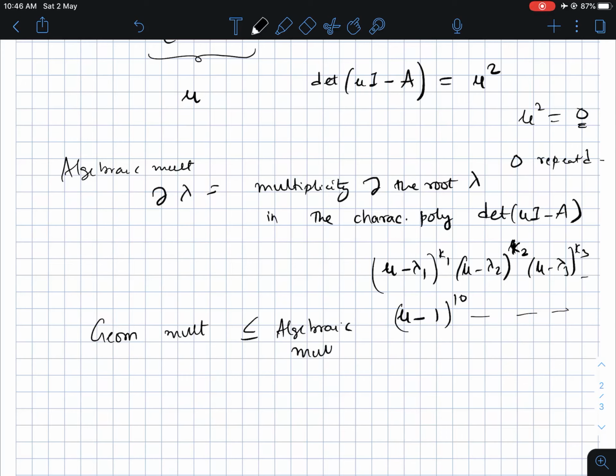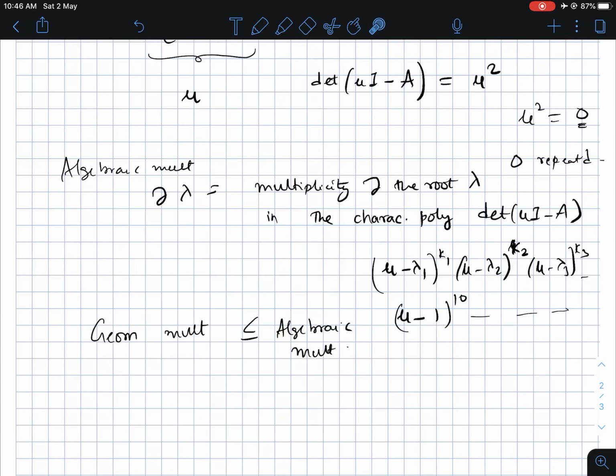Okay, meaning that if 1 is an eigenvalue, let's say with algebraic multiplicity 10, as here, algebraic multiplicity is whatever power comes in the characteristic polynomial. So 1 is an eigenvalue with algebraic multiplicity 10, then that means that the eigenvalue 1 will have 10 or maybe less than 10 eigenvectors, linearly independent eigenvectors.